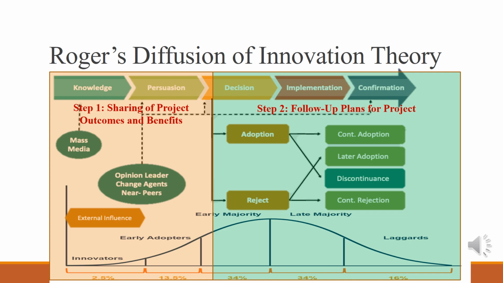And then you can see that the Rogers decision, implementation, and confirmation stage actually address step number 2, which is to get the project team to come up with the follow-up plans about how to execute your project and how to implement it throughout the whole organization. And if it's not successful, of course, Rogers believed that this so-called whole change management can be rejected as well. So there are actually options whether to accept or reject the project change.